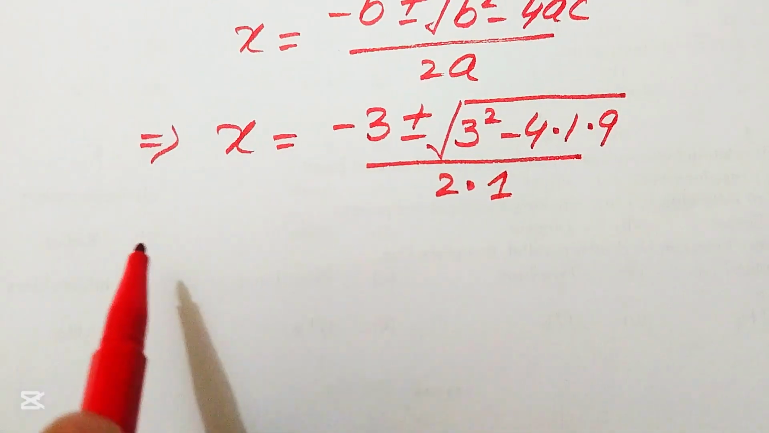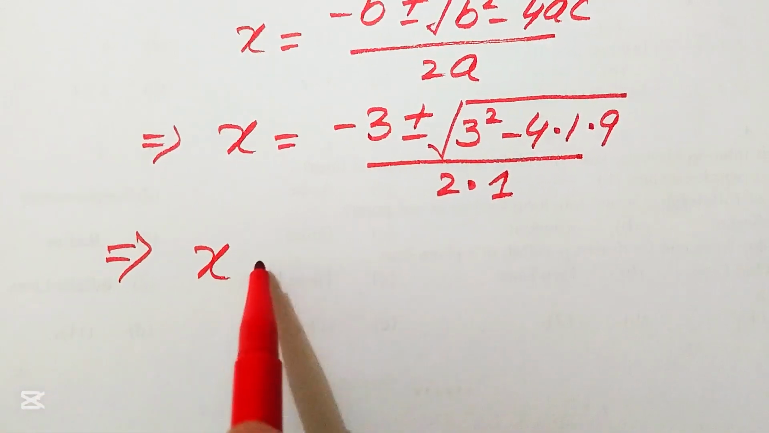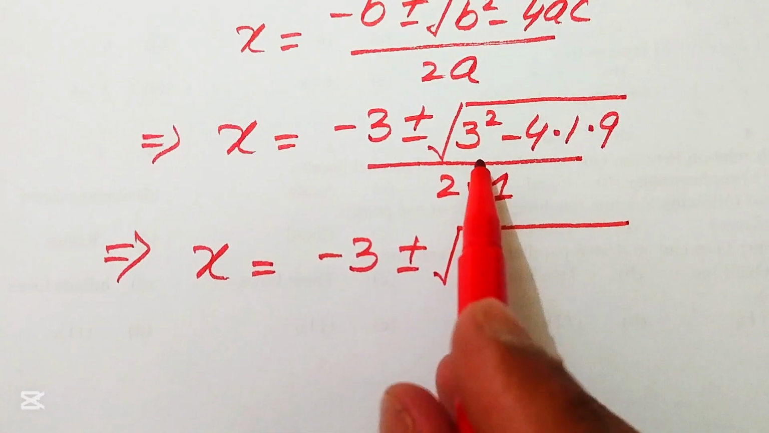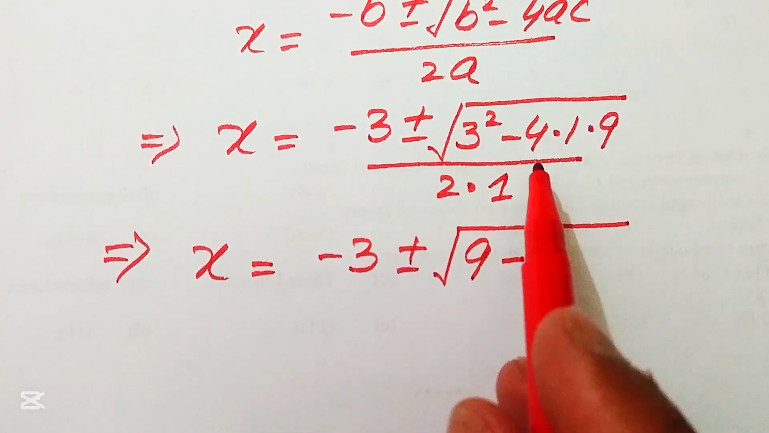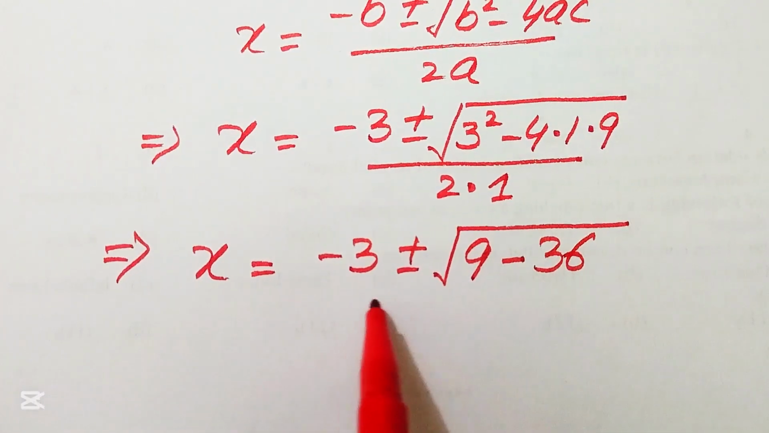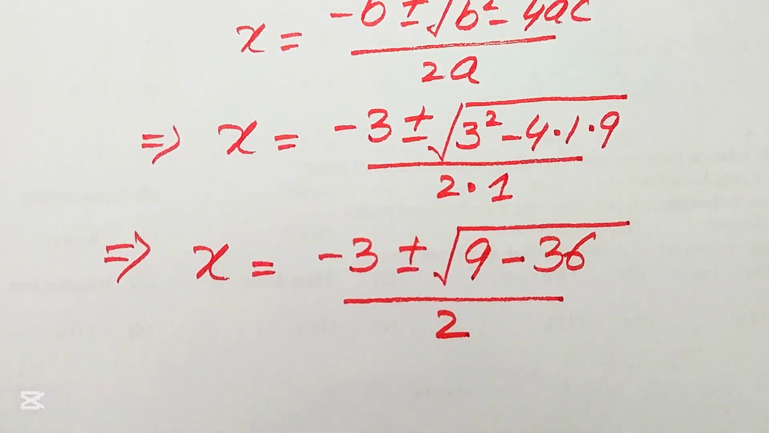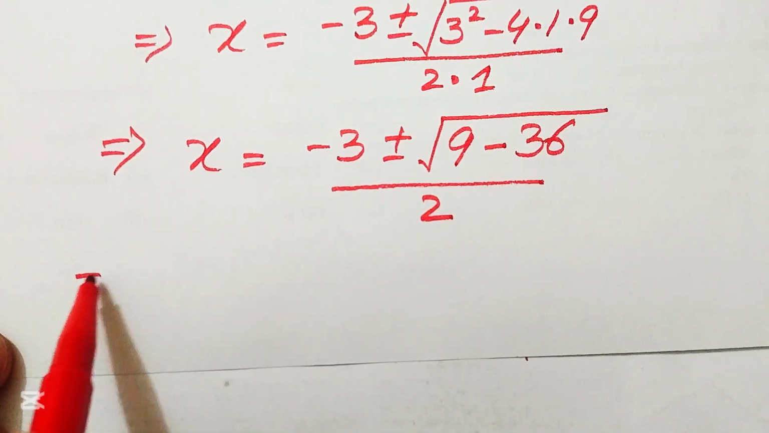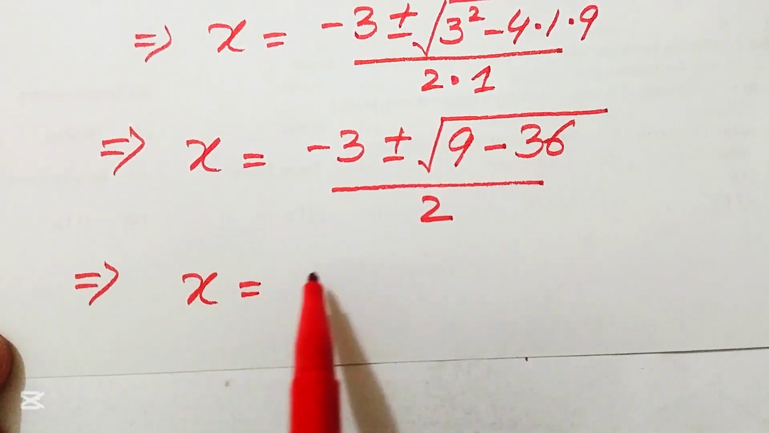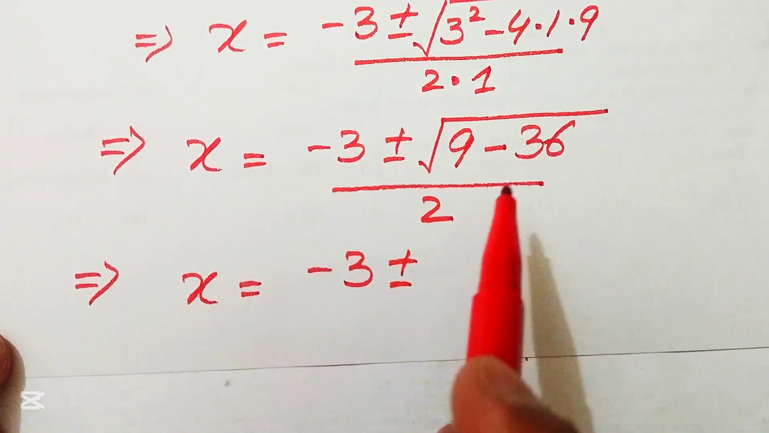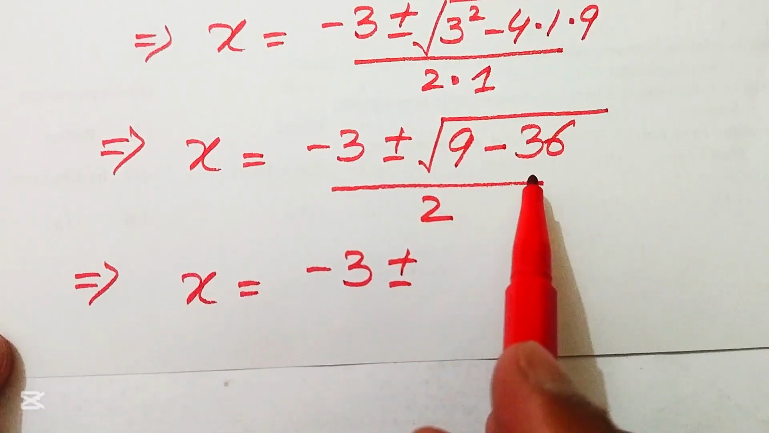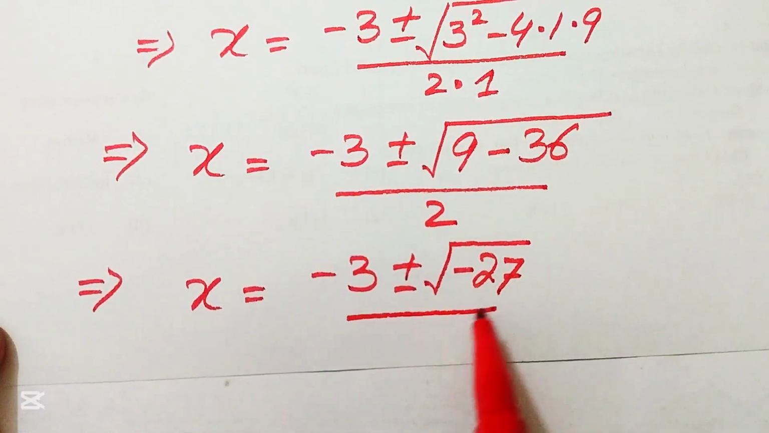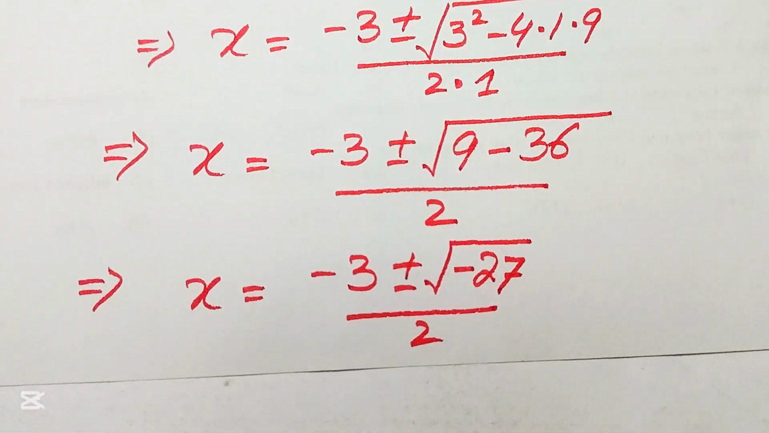And now in the next step we have x equals minus 3 plus minus square root of 3 square, 3 square equals 9, minus 4 times 9 becomes 36, divided by 2 times 1 equals 2. And now in the next step we have x equals minus 3 plus minus the square root of 9 minus 36, which we know equals minus 27, divided by 2.